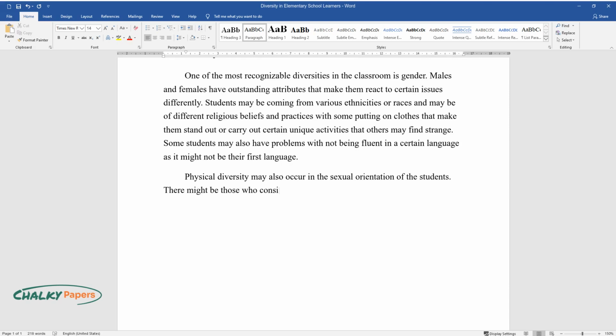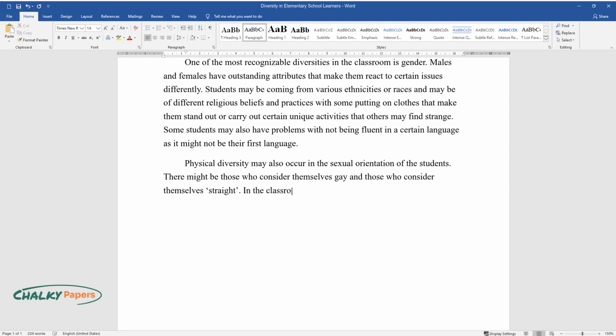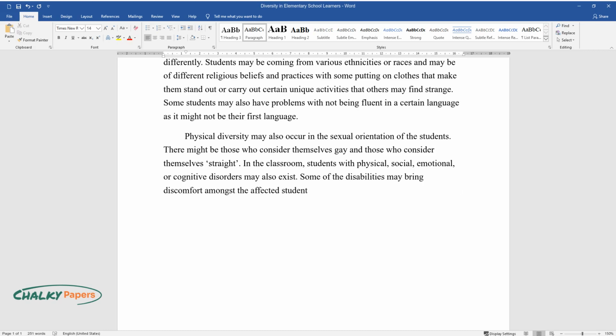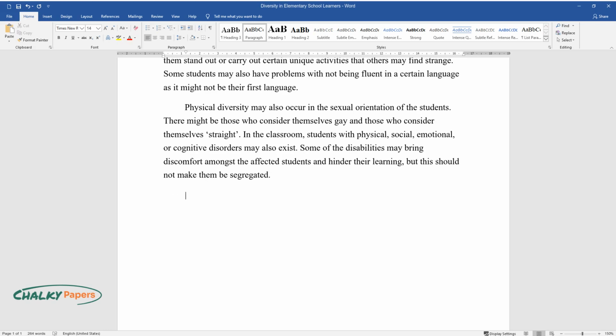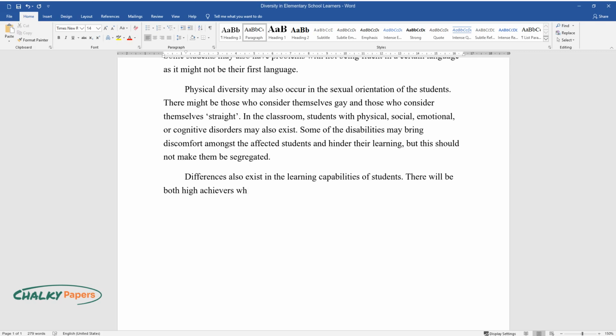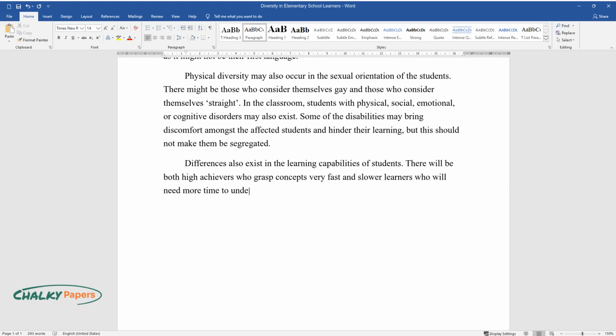There might be those who consider themselves gay and those who consider themselves straight. In the classroom, students with physical, social, emotional, or cognitive disorders may also exist. Some of the disabilities may bring discomfort amongst the affected students and hinder their learning, but this should not make them be segregated. Differences also exist in the learning capabilities of students. There will be both high achievers who grasp concepts very fast and slower learners who will need more time to understand basic concepts or require special attention.